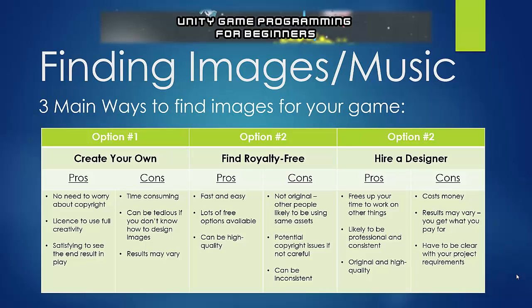So option number two is probably the easiest option. You can find royalty-free images and sounds to use for your game. And in most cases, this is pretty fast and easy, and there's lots of good resources available online if you know where to look, and you can get some pretty high quality stuff. But on the downside, other people are also likely to be using these same assets, so it's not really going to be original.